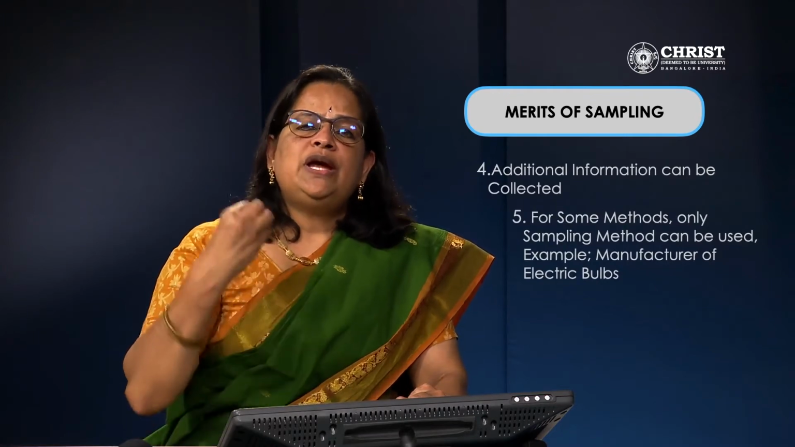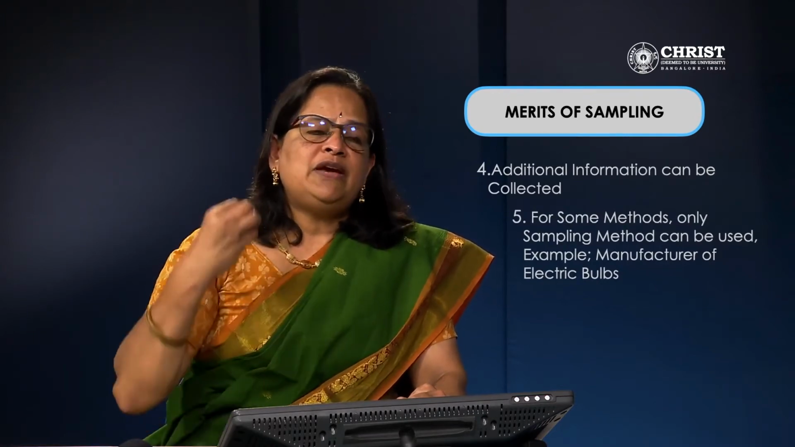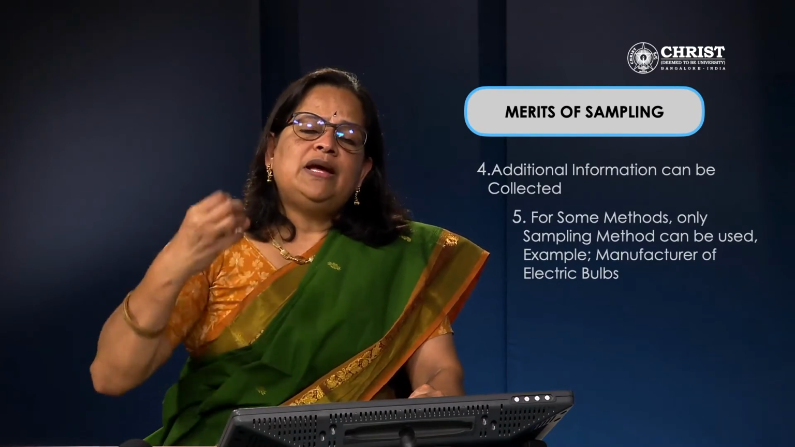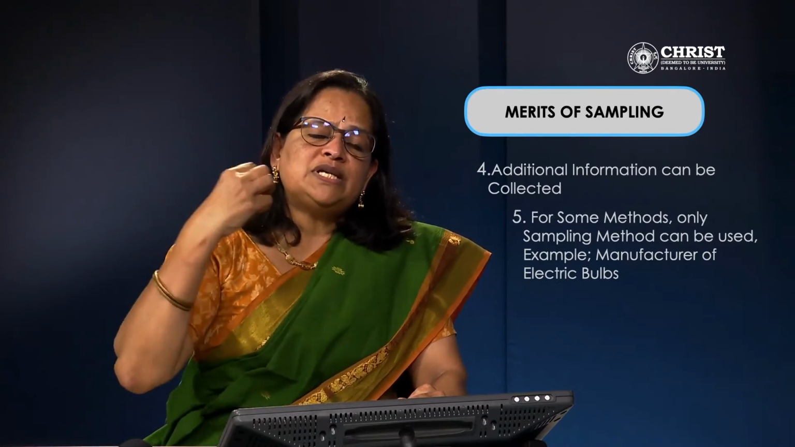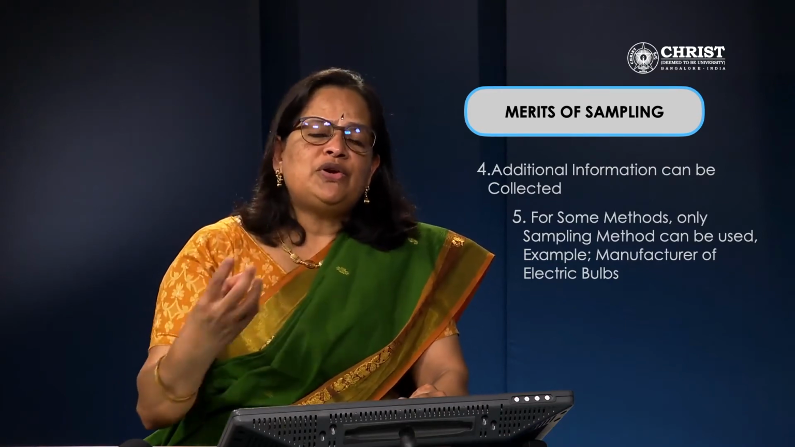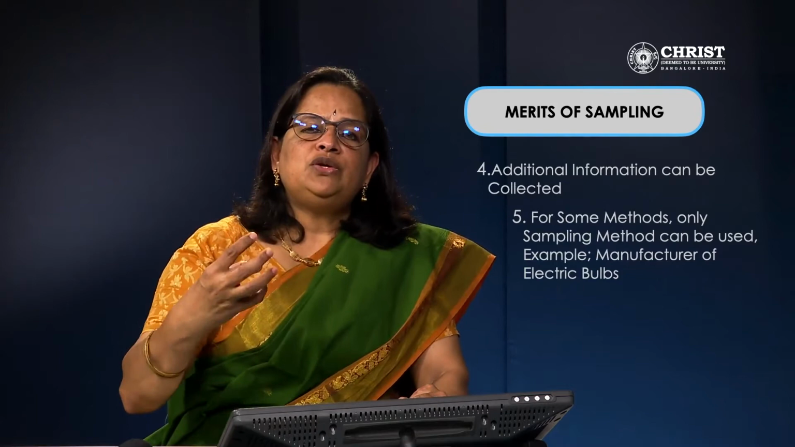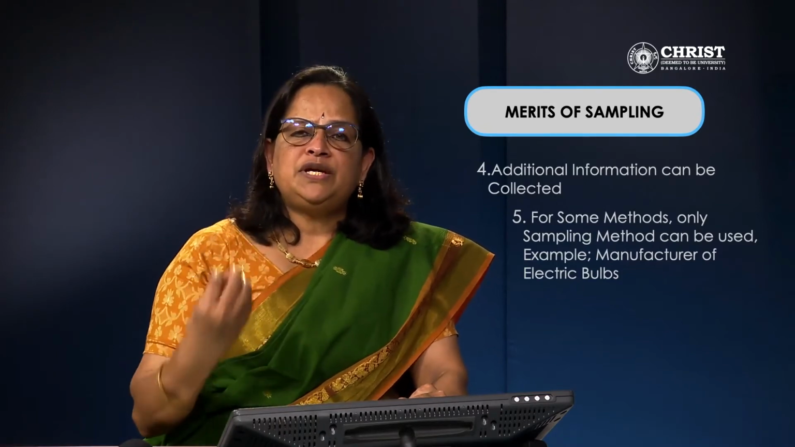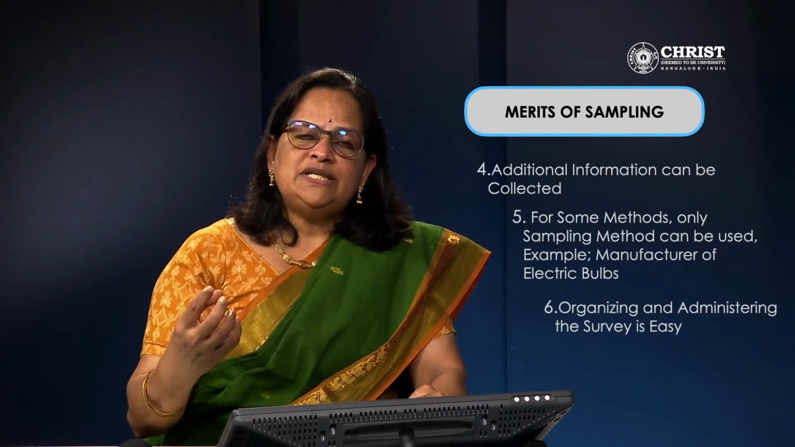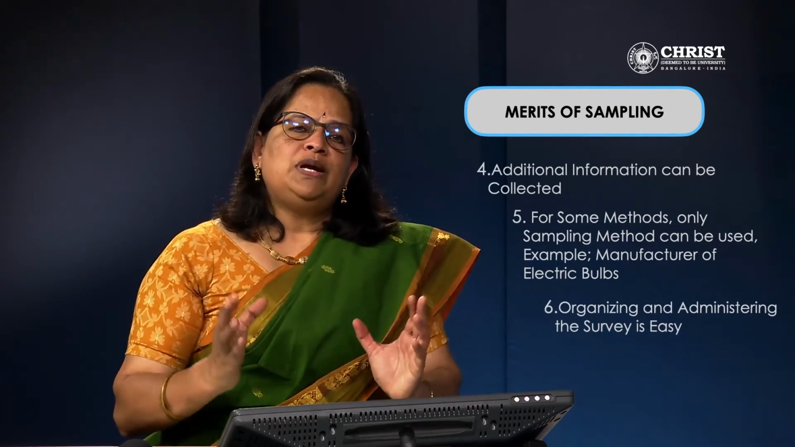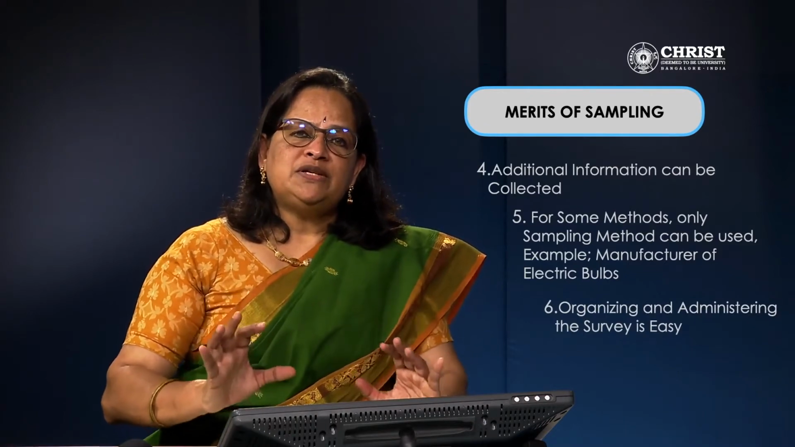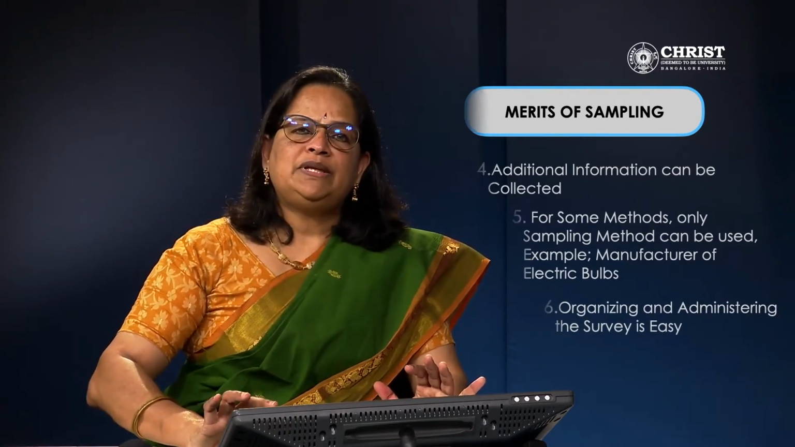See, I told you about the manufacturer of electric bulbs. He cannot test every bulb, because if you are continuously using it, at the end you have to see how many years of life the bulb has got, how many months you can use it. So every bulb you cannot test. That is why we are using the sampling method in the manufacturing process. Then organizing and administering the sample survey is easy. You can divide the work properly, division of labor you can apply. The method of administering the survey is very simple in the sample method.